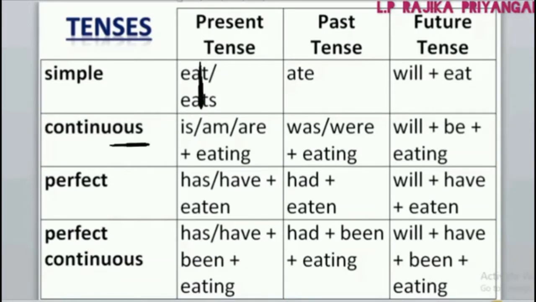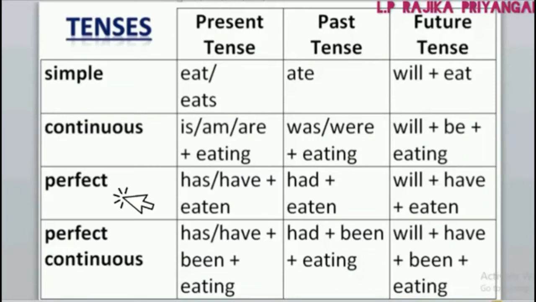Present continuous, past continuous and future continuous are formed by using V3. That is the present participle. That is the ing form of the verb. Present continuous tense is formed with is, am, or are plus eating. Past continuous tense is made using was or were plus eating. Future continuous tense is formed using will plus be plus eating.